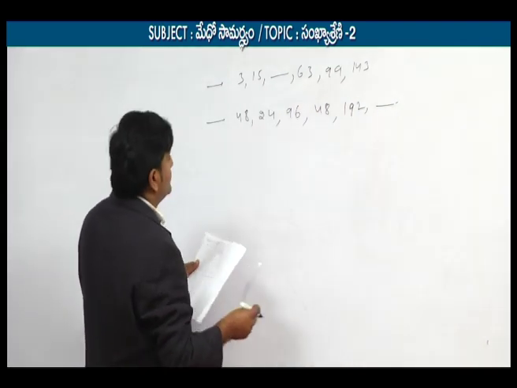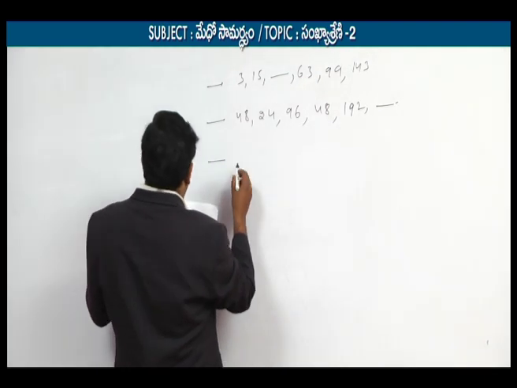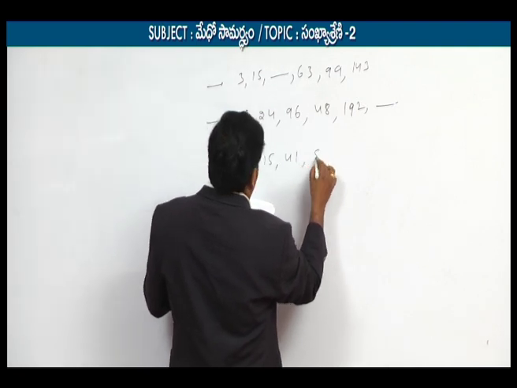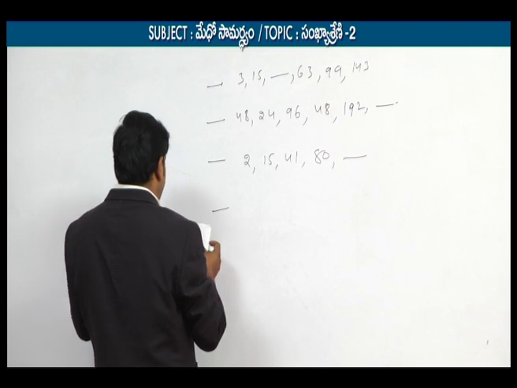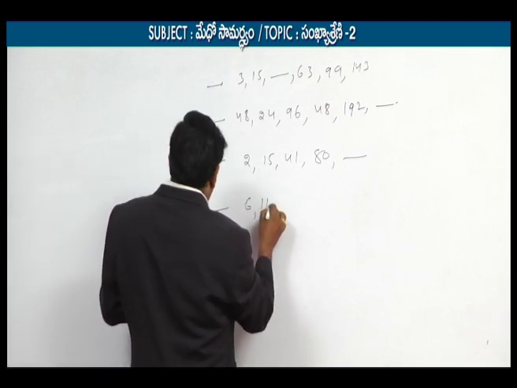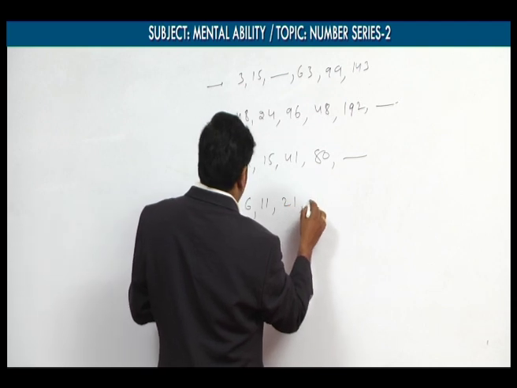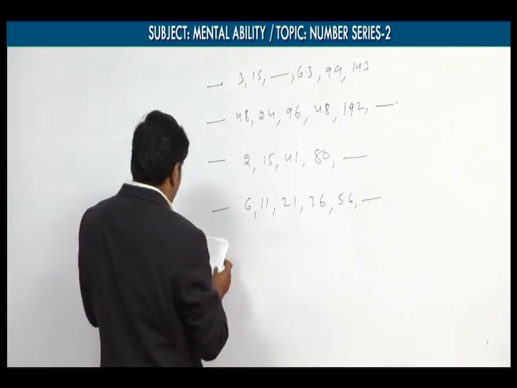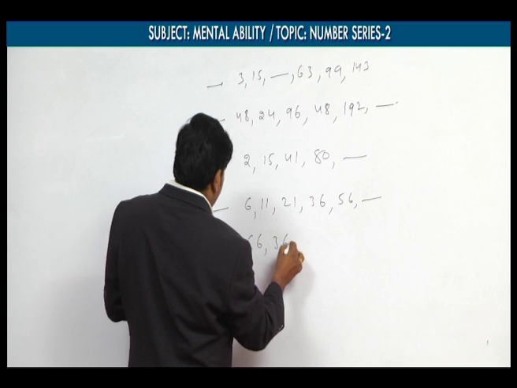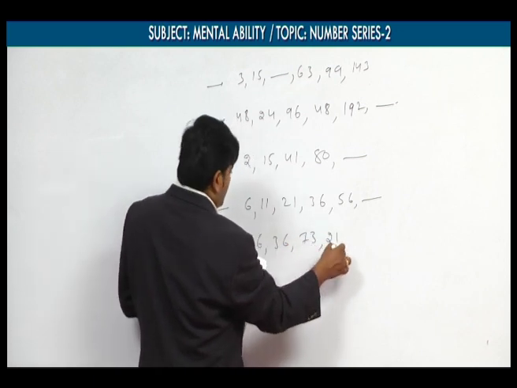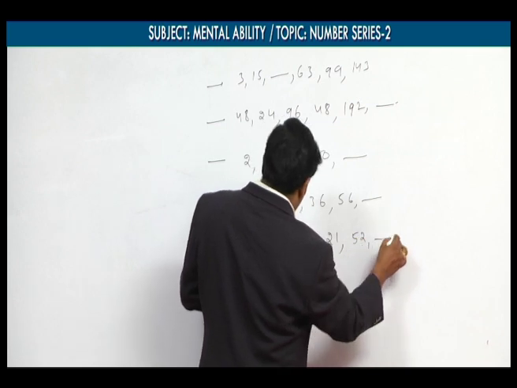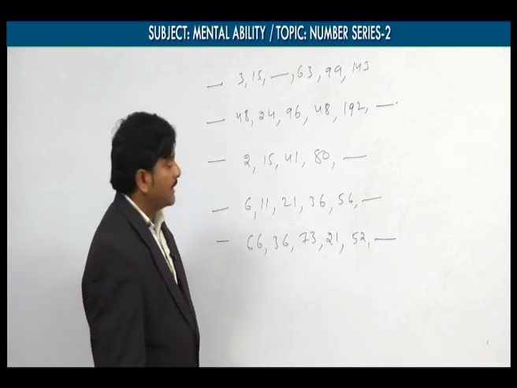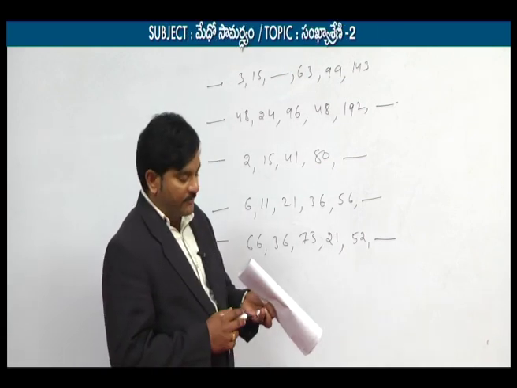Okay, next we can take some other problems. Let's say 2, 15, 41, 80, dash. So next one, 6, 11, 21, 36, 56, dash. So next one, 66, 36, 73, 21, 52, dash. Okay, so these are some other models from the number series point of view. Okay, the solution part we will discuss one by one.